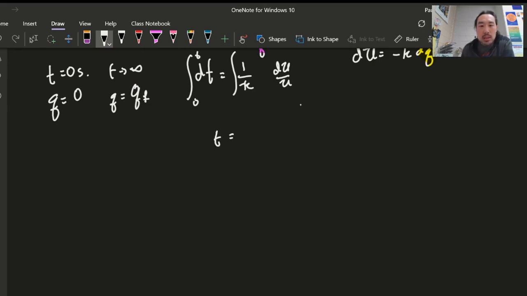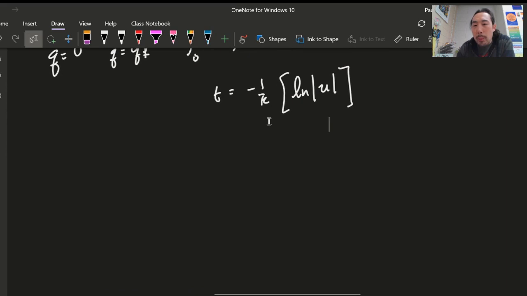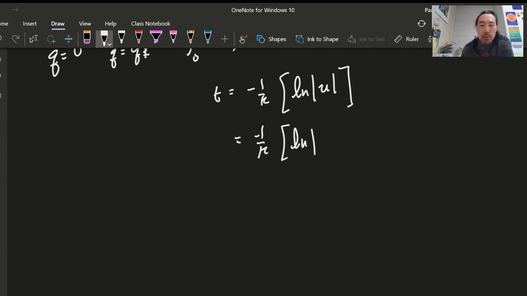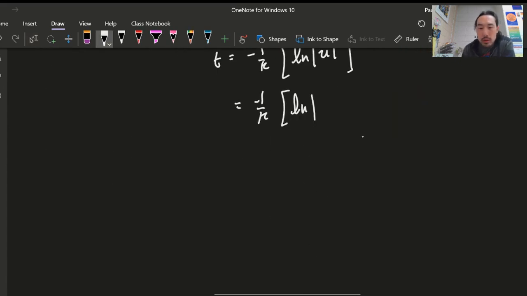So we get t is equal to, and the integral of this will be negative 1 over k times the natural log of u, and then we have our bounds. So right here, I'm going to substitute back in my u so that I don't have to worry about creating my bounds in terms of u. And so that'll give me negative 1 over k, natural log of, what do we make u? We made u I minus qk. So we have I minus qk, absolute value, and then we have that integral there.